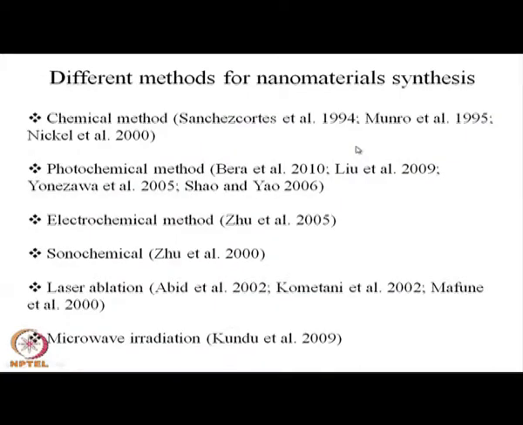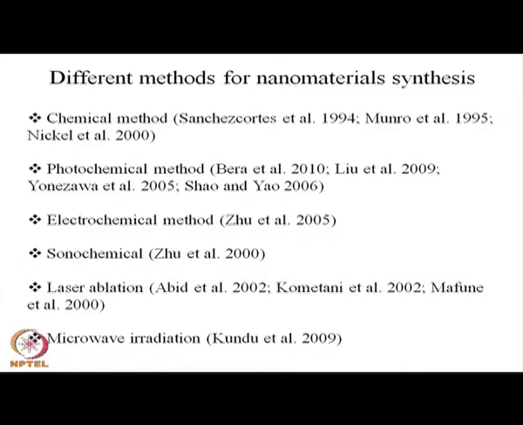Let us see. So, different methods for nanomaterial synthesis. This may be chemical method. You can find many literatures regarding this chemical method. Then another is photochemical method. Then the third one is electrochemical method. Fourth one is sonochemical method by using the sonication technique. The other one is laser ablation technique. And the other one is the microwave irradiation technique.